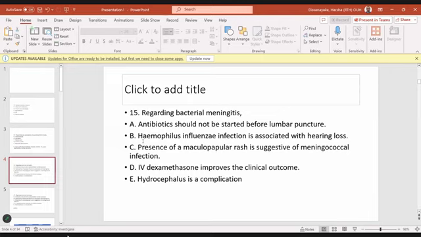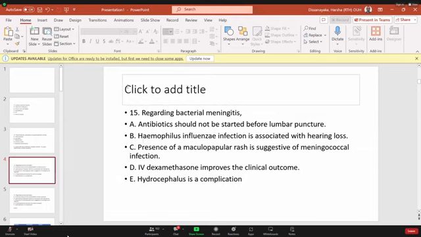Okay, so whichever the way, hydrocephalus, yes, it is a known complication. Okay. Any other questions related to this one?